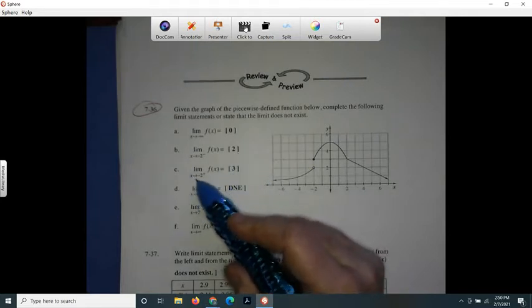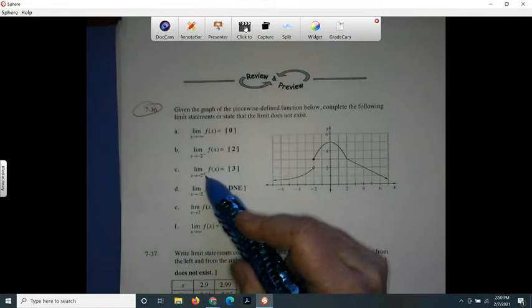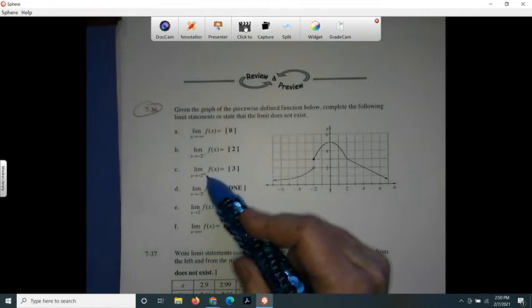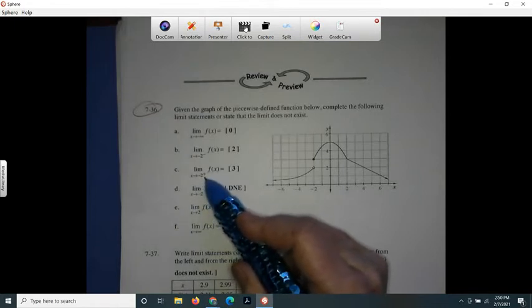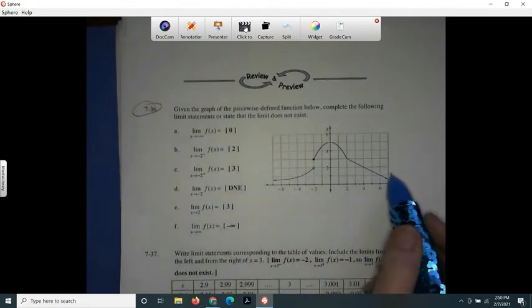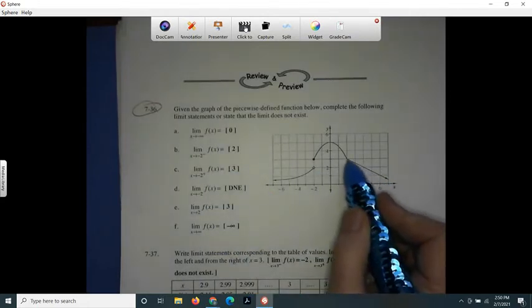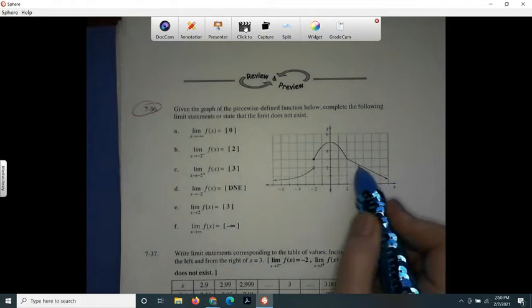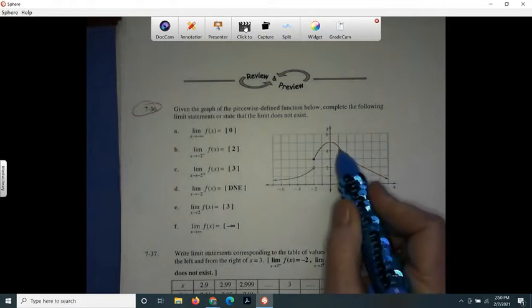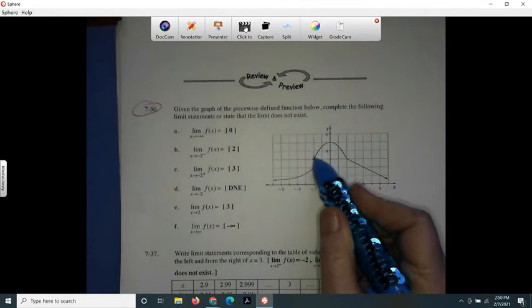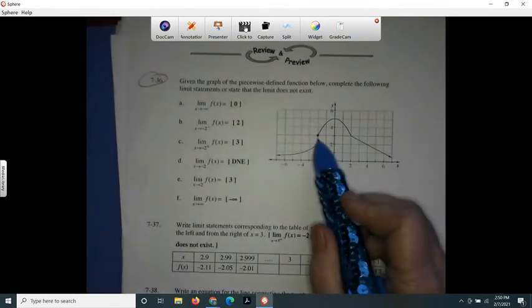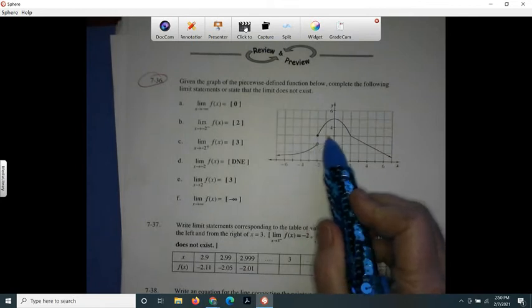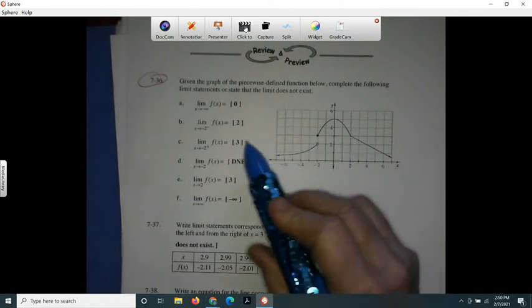Now here's the limit as x approaches -2 from the right. So approach -2 from the right. So if you're the Benny Beetle or whatever, you're going to be coming in from the right. And you're going toward -2, and where do you think you're going to end up? Well, you think you're going to end up right there, and that is 3.